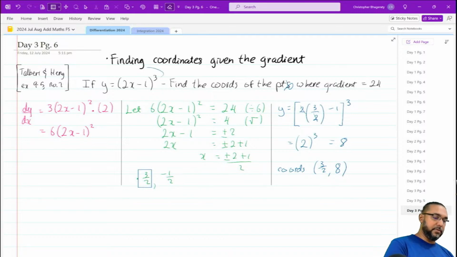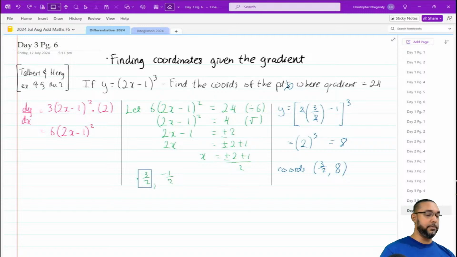Right, so again, they gave us a function. They told us the gradient is 24 at some point. What's that point? So once we're dealing with a nonlinear function, a curve, and dealing with gradient, you have to find the derivative. So we found the derivative using the chain rule for composite functions. We let that gradient equal 24, and we solve for x.